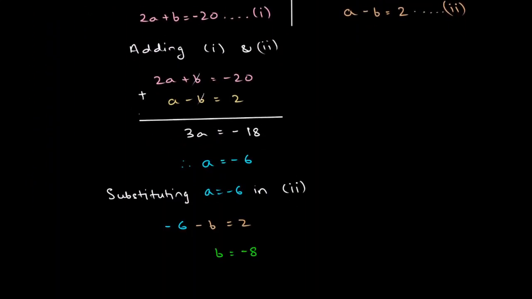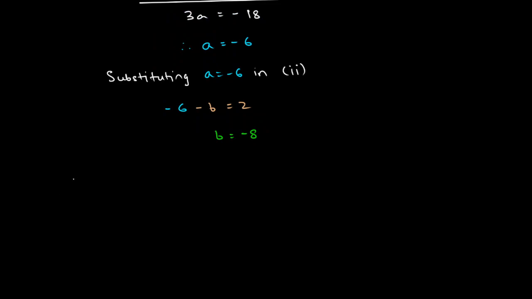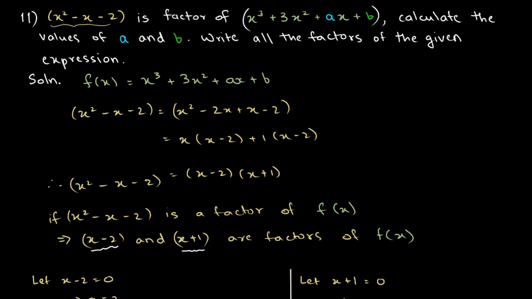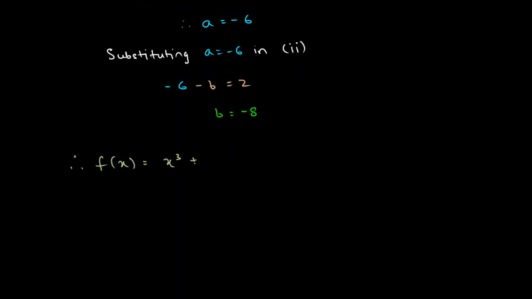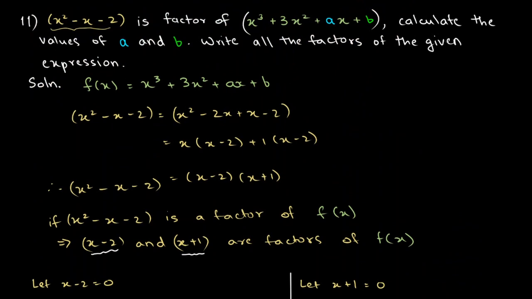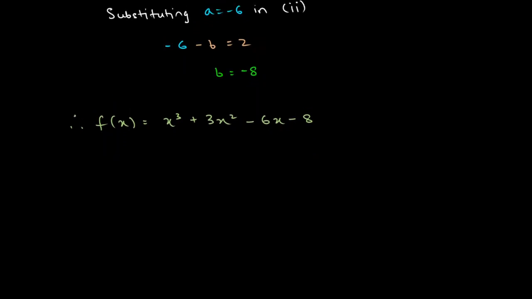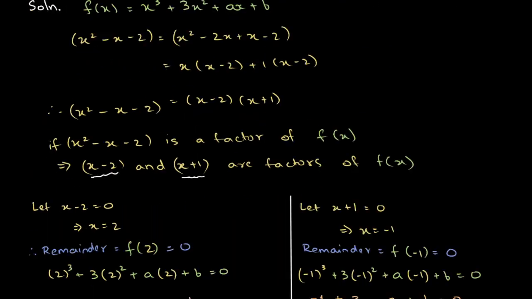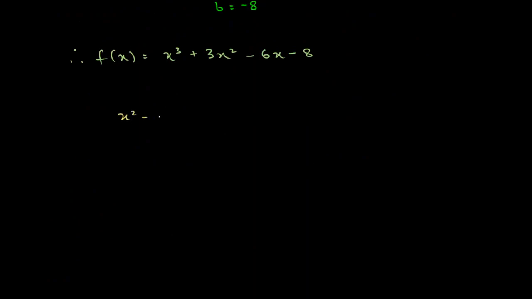So first let's rewrite our f of x. Therefore f of x is equal to, with all the a's and b's substituted, x cubed plus 3x squared plus ax plus b, so x cubed plus 3x squared minus 6x plus b, which makes it minus 8. Let me just reconfirm I've written the right thing. Okay, so this is our f of x, and we will divide it by the original factor they had given us, x squared minus x minus 2. So let's perform division here. x squared minus x minus 2 is our divisor, and x cubed plus 3x squared minus 6x minus 8 is our dividend.